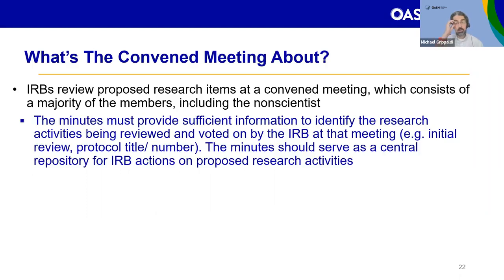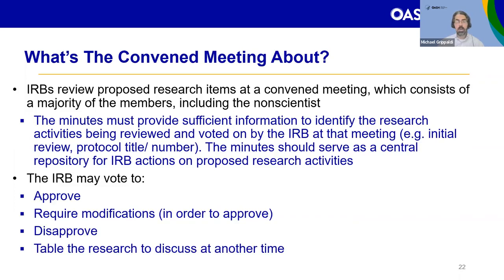The IRB will review research actions and vote on them, and the IRB minutes must document with specificity which actions are being reviewed and what decision or decisions the IRB took. As an example, the minutes might say something like initial review of study 1, 2, 3, 4, and then detail the discussion and the outcome.